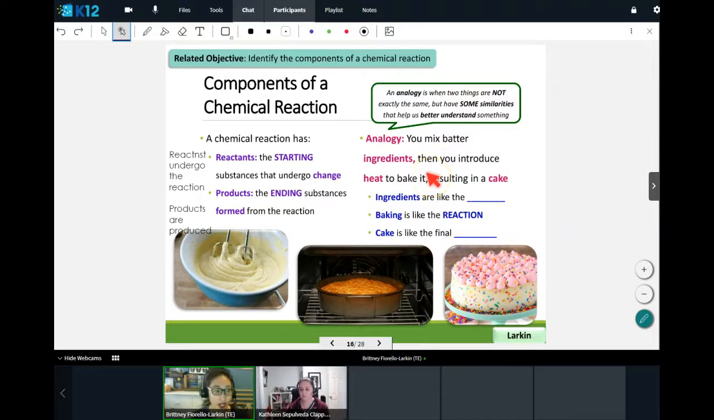So here's our analogy. We have some batter ingredients. We're going to mix those up, and we're going to introduce heat to them in order to bake a cake.